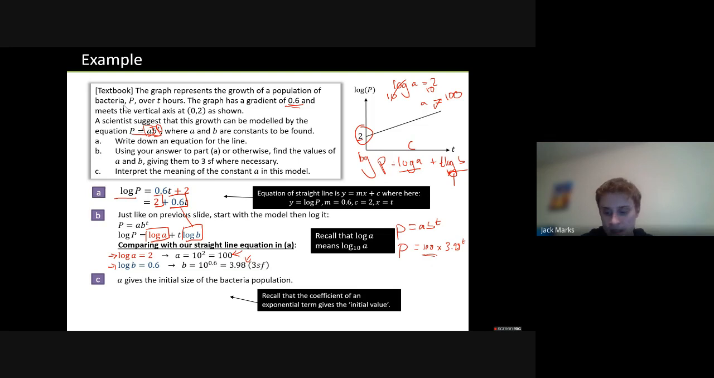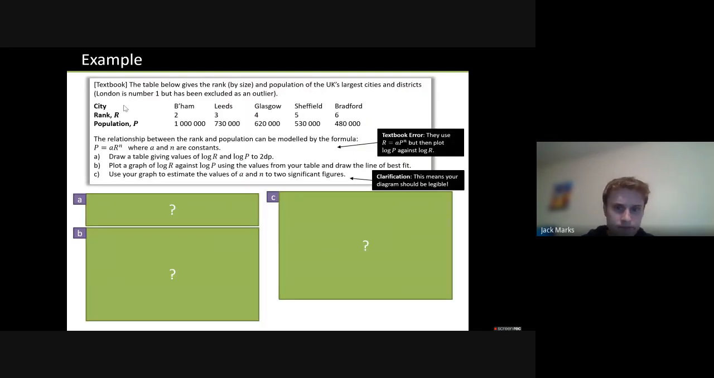Okay, let's do another one. So this one involves drawing instead. So we get some information here. So R and P are our sort of X and Y this time. And there's big numbers. So this is why we might want to use logs. And what do we have? So the relationship is given by P equals AR to the N.